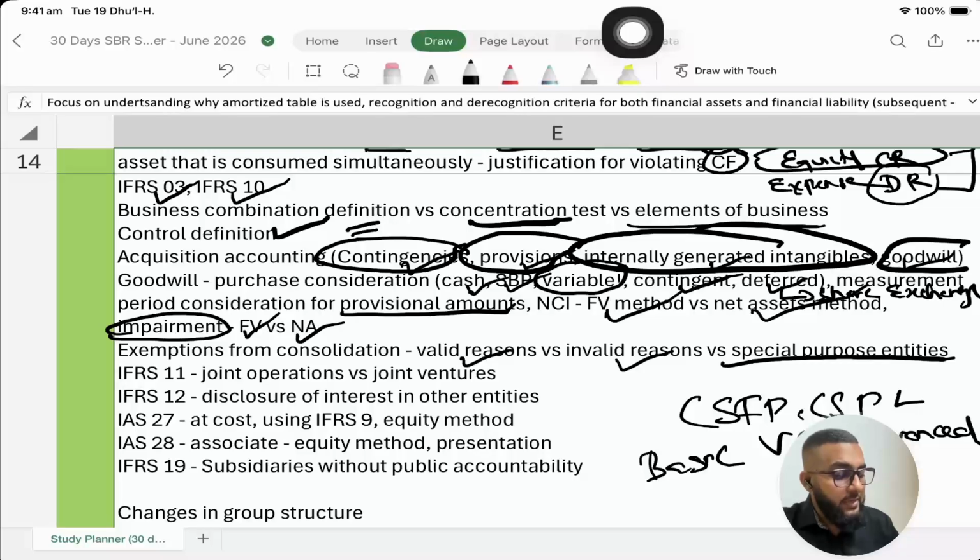Okay. Then other standards that are applicable here are IFRS 11, joint operations versus joint ventures, and IFRS 12, which is the disclosure of interests in other entities. IAS 27 focuses on separate financial statements, where you can recognize the cost using IFRS 9 or using the equity method, right? Now, IAS 28, which is associates, the equity method and the presentation of associates, right? And then you have IFRS 19. This is one of the newly introduced standards, but a very small area. Just knowing what the criteria of these standards are is good enough, right?